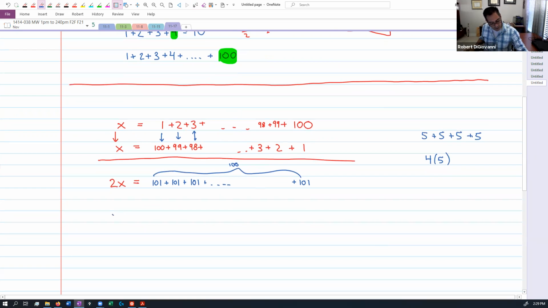So Gauss said, oh, okay, well, this is just 2x equals 100 101s. And then he said, but wait a minute, that's twice as much as what I wanted. So he just said, I'm just going to take half on both sides. And so you get x is equal to 100 times 101 over 2. Does that make sense? Pretty clever.